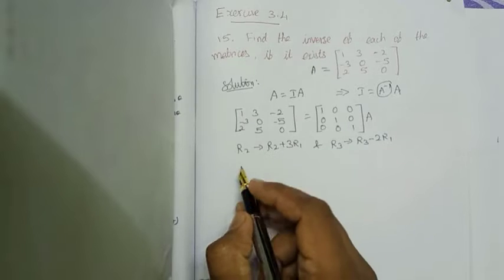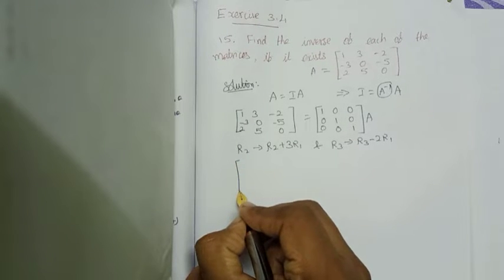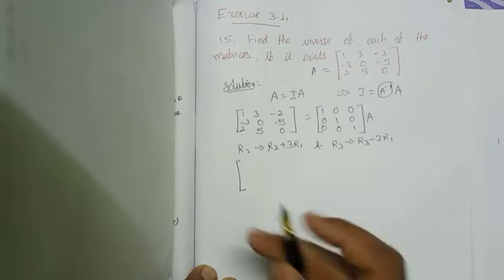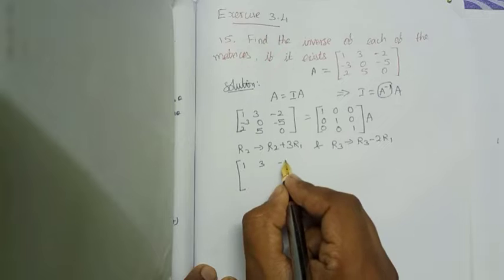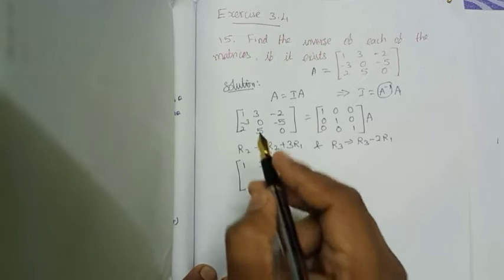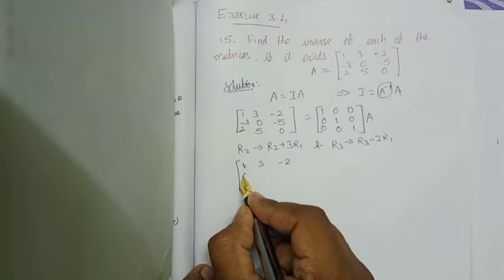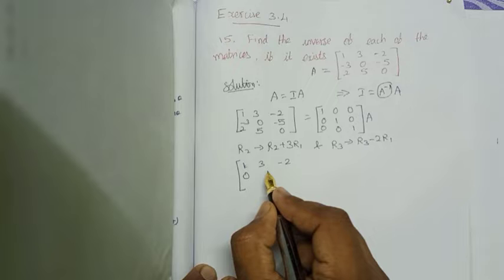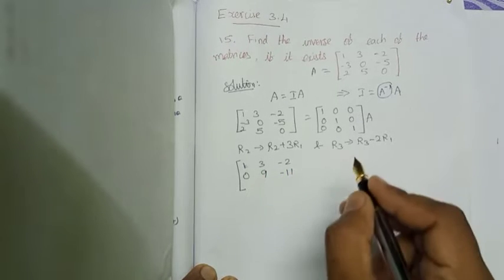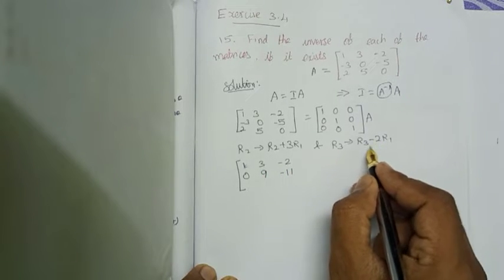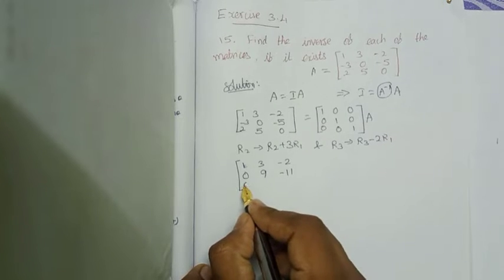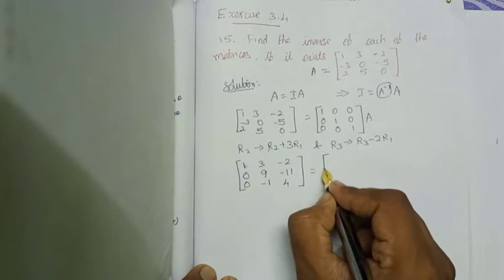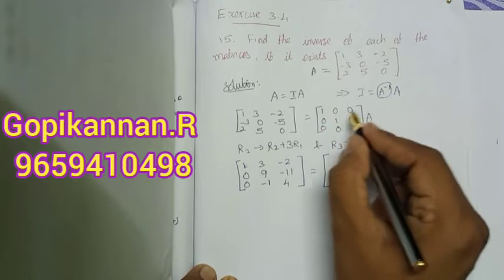Now applying this procedure on this matrix, the first row has no changes. We write the same row: 1, 3, minus 2. Then applying this operation, 3 into 1, 3. 3 minus 3, 0. The same way we proceed: 0, 9, minus 11. And also applying R3 minus 2R1, we get 0, minus 1, 4, which is equal to, we can apply the same procedure for this matrix also.